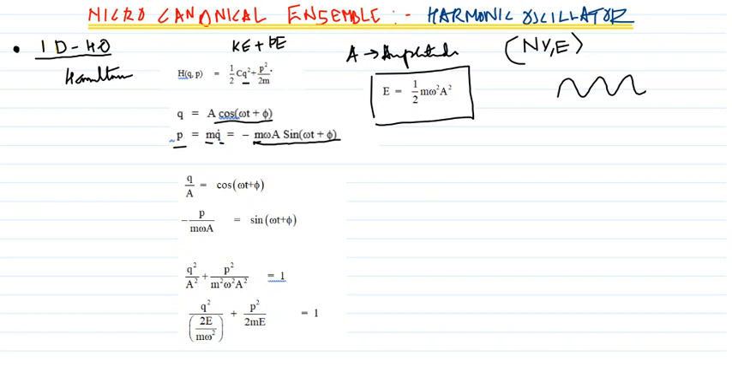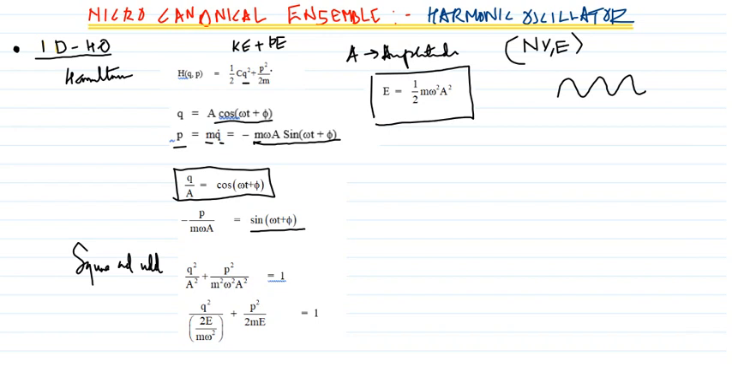So you can just rearrange this equation. q by a is cos(omega t plus phi), and minus p by m omega a is sine(omega t plus phi), right? Now this is a standard trick where you isolate the cos function and the sine function. Then what you do is square and add, because cos square theta plus sine square theta is equal to 1. So you will get a simplified equation. That is our motive. So if you square and add, you will get this equation, right?